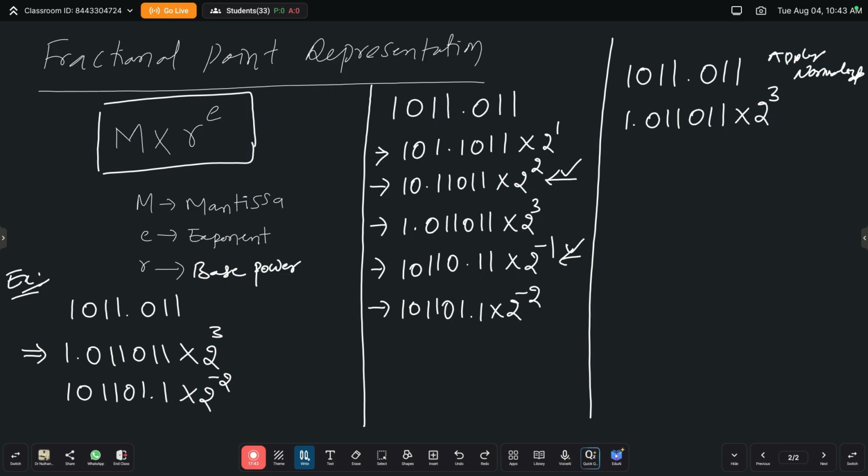So this is the representation for the given problem. Got it? One more example, then I will give it to you. Just do it fast. 111.01110. Now represent it in floating point representation. Tell me what will be the output for this. 1.1101110 times 2 to the power. How many digits are moved? 1, 2, 3, 4. Correct? Right.